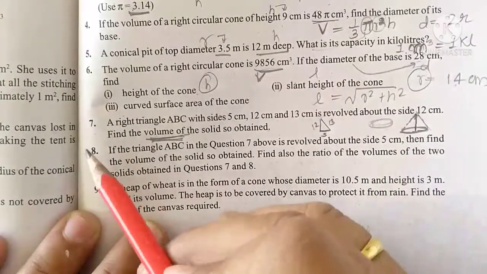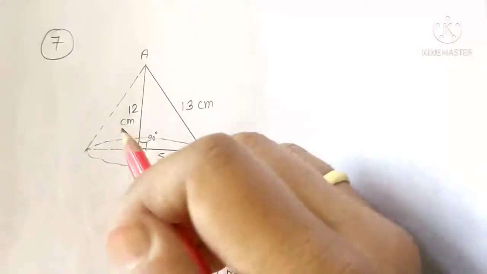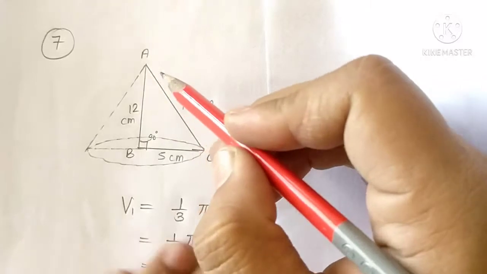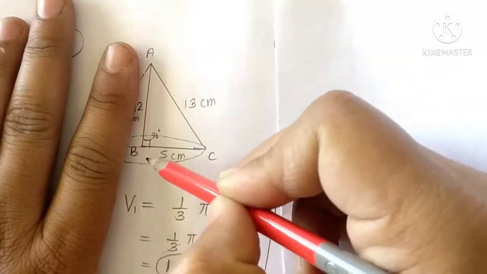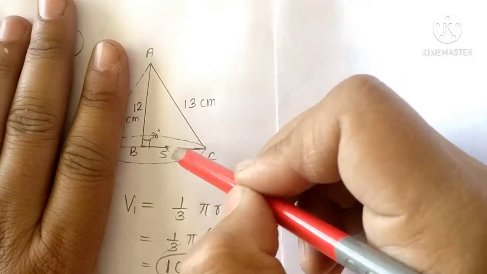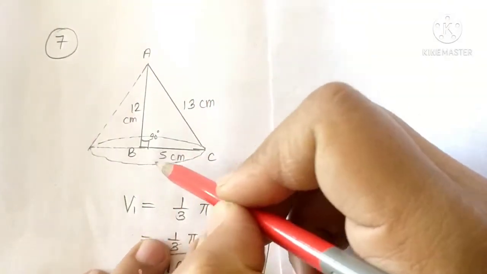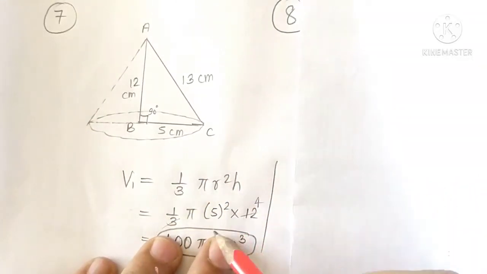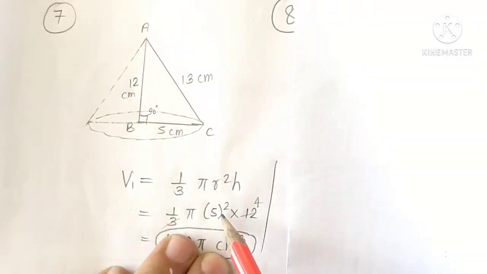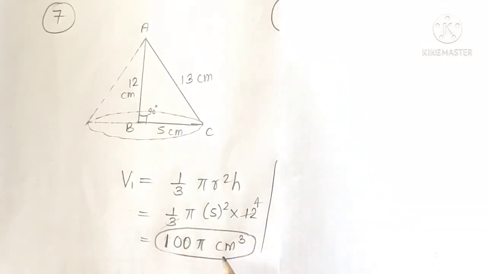Now this question is related to question number 7 only. So let's see the first figure. In question number 7, they have given this right triangle ABC, in which the base is 5 cm, the hypotenuse is 13 and the height is 12. And this is revolving around the height 12, so it becomes a cone. So we find the volume, 1/3 pi r square h, where r square is 25, into 12 over 3, 4 times 25 is 100, so 100 pi centimeter cube.